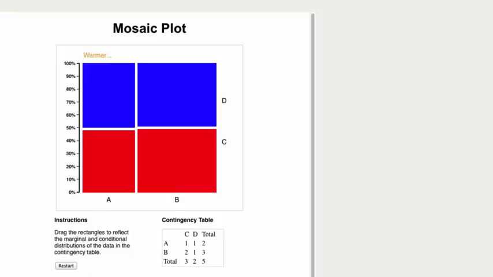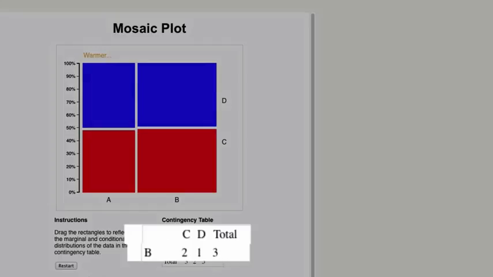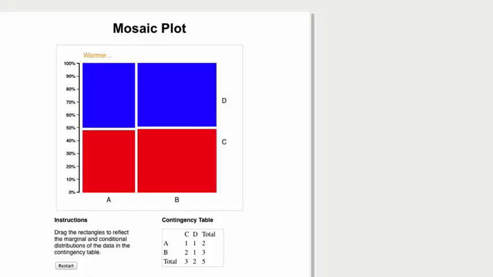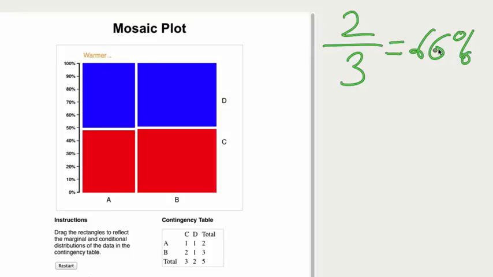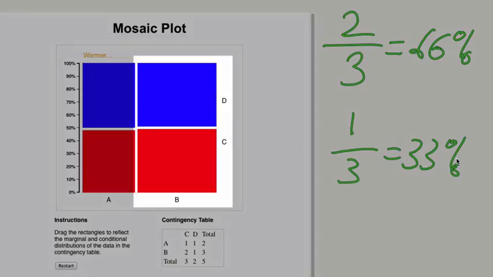Now we must consider the conditional distribution of C and D given B. We know that out of 3 units in B, 2 are in C, which gives 66% of the units in B are in C. We know that out of 3 units in B, 1 is in D, which gives 33%. We have to drag these rectangles to represent those percentages.